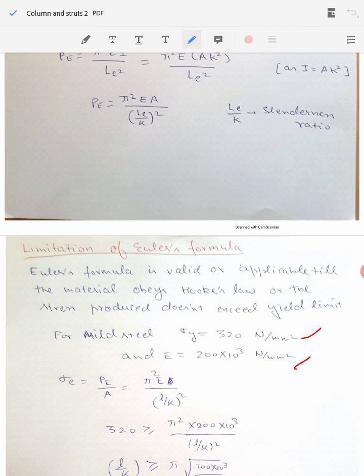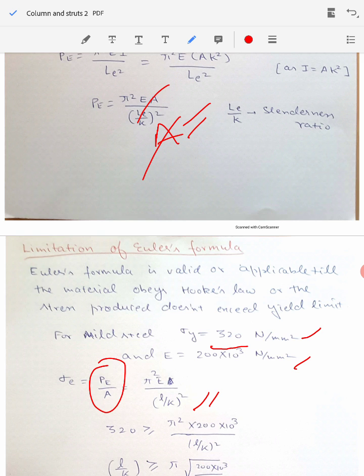If we divide it by the cross-section area A of the column, A and A get cancelled out, so what is left is basically pi square E divided by l by k whole square. The crippling load divided by the area is basically the compressive stress produced due to the application of the axial load. As our material is obeying Hooke's law and we have used that formula, this should not exceed the value of the yield point stress for compression.